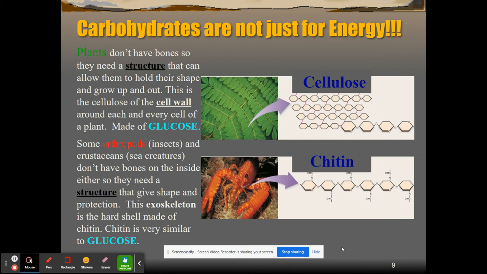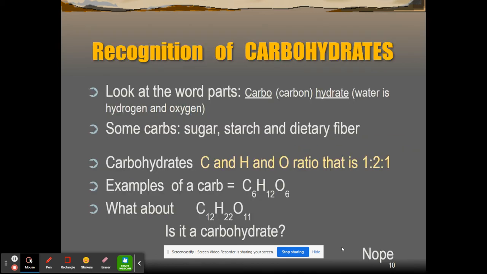Chitin is another polymer that looks like it's made out of a whole bunch of glucoses, but those are a little bit different. That is that hard shell, not a fuel source, not an energy source.